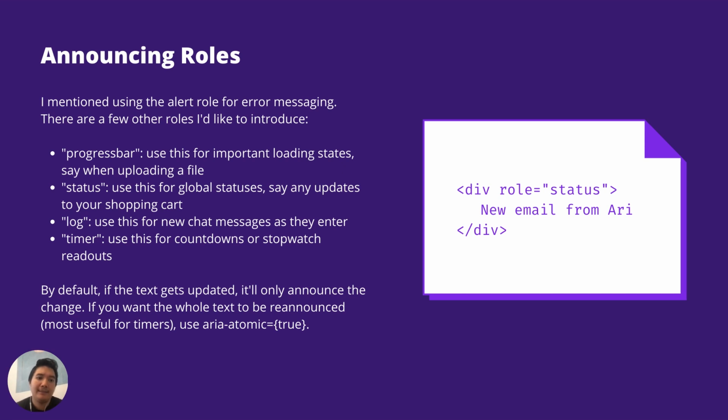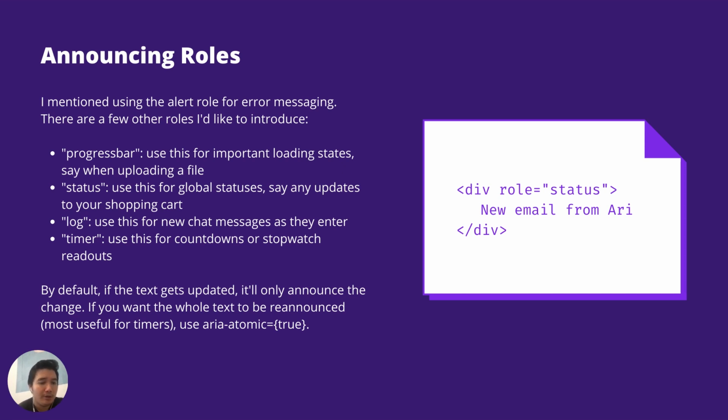Another one is for status. You can use this for global statuses, say any updates to your shopping cart. Say when you purchase an item or when you add an item to cart, you can throw a status, which is a really nice experience, I think. Visually, it shows a +1, but that's going to be hard for people who are using a screen reader or a voice assistant to follow what's going on.